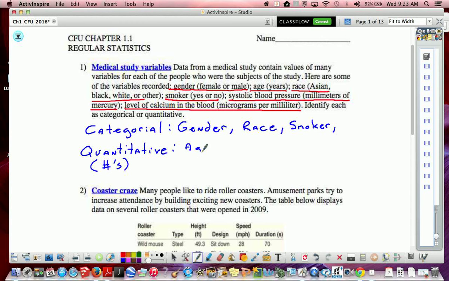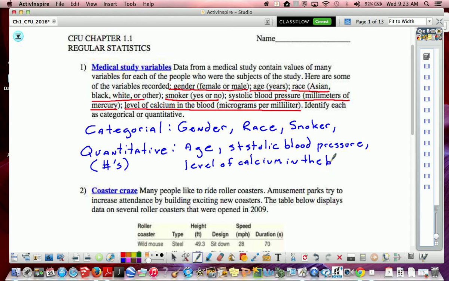So when we're talking about age, okay, years, that's a number. Systolic blood pressure, okay, that's a numerical value. They actually give you the units there, which was millimeters of mercury. So blood pressure, sorry. And then the last one there was level of calcium in the blood. Again, that is a measurement, since it says micrograms per milliliter, that's an actual numerical measurement. All right, that takes care of the first question.